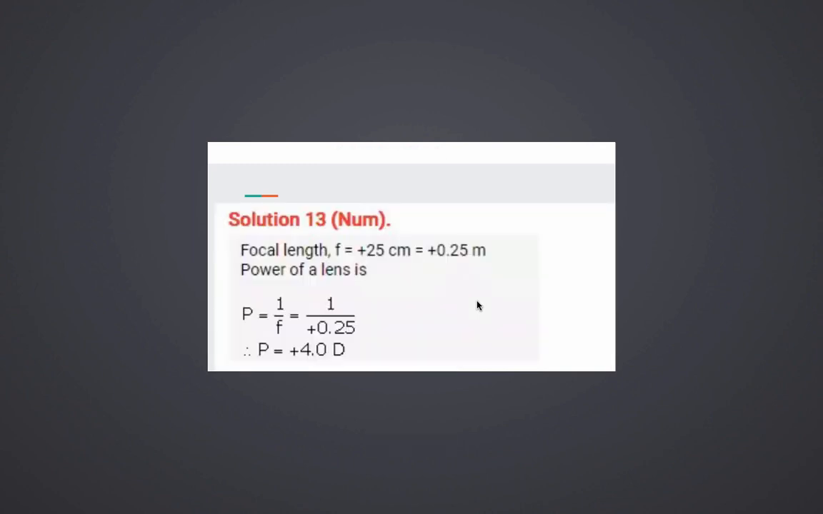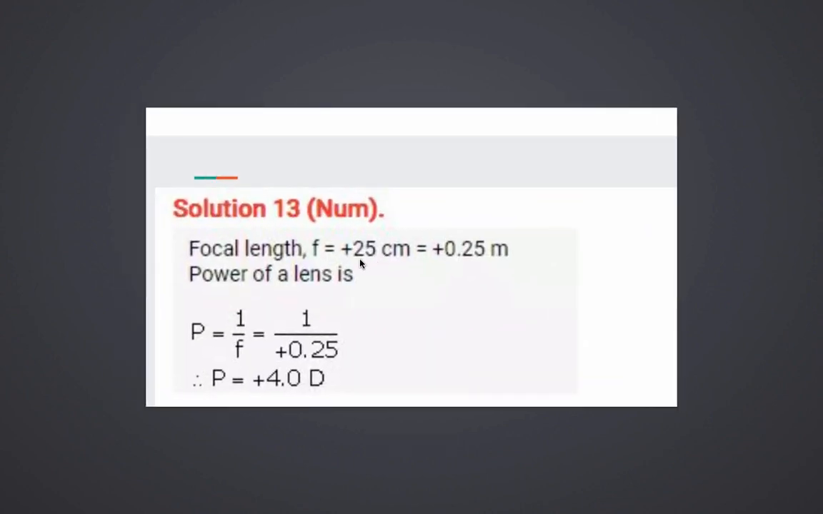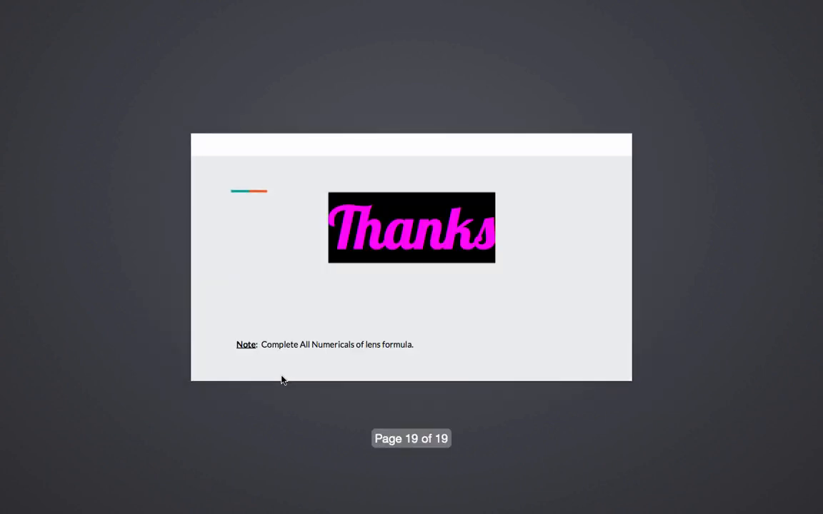Okay, 13, please see, students. Focal length is given 25 centimeter. And it is written convex lens. So what will you take? Power must come positive. Take this positive. 25 centimeter means 25 upon 100, that is 0.25 meter. Power is 1 upon F, that is 1 upon 0.25, 100 upon 25. That comes out 4 diopter. And what sign? Plus 4. Clear? So this is all.